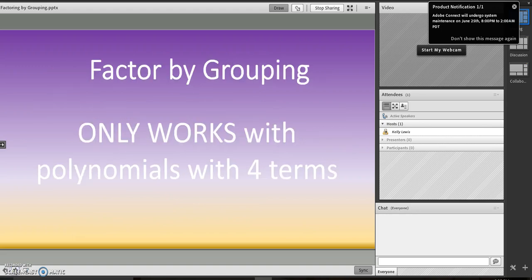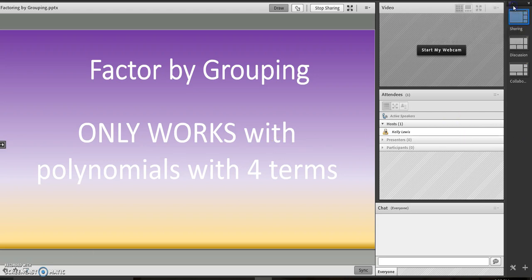Okay, so factor by grouping only works with four terms. Only works with four terms, guys.